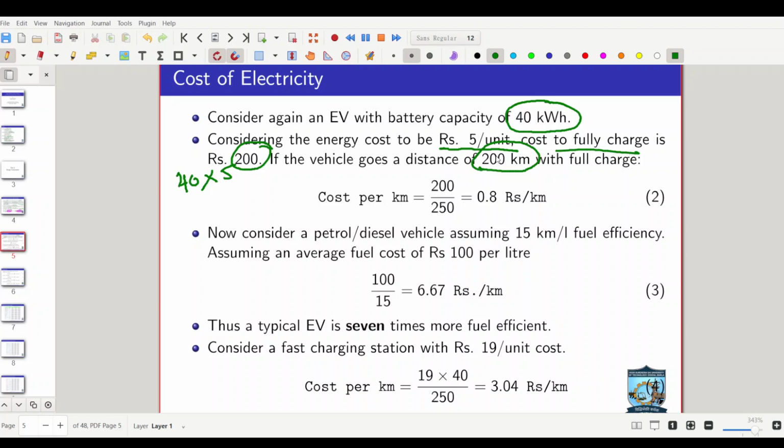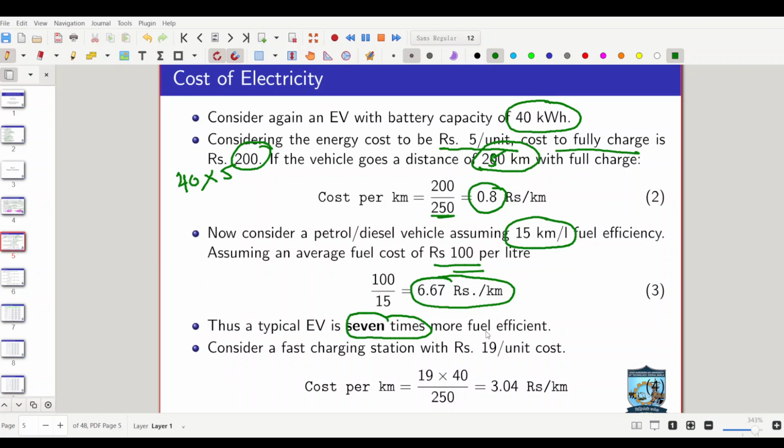Okay, I have taken 250, so I will consider 250. So it is only around 80 paisa per kilometer. If you consider a diesel or petrol vehicle, assuming 15 kilometers per liter fuel efficiency and rupees 100 per liter fuel cost, it comes around rupees 6.67 or rupees 7. So EV is 7 times more cost effective.